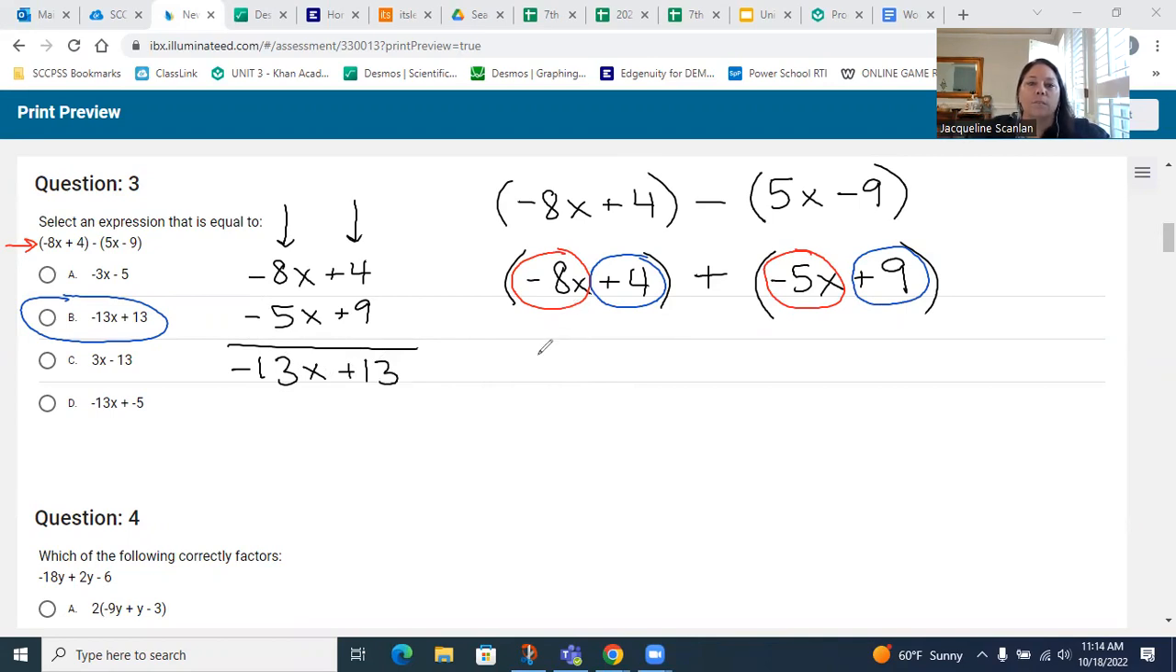And if I combined my reds together, it would be -8x minus 5x or plus -5x, which gives me -13x. And then I would combine my blues together, which is 4 + 9. And that's still going to give me 13. And again, because it's positive, the plus sign goes in between.